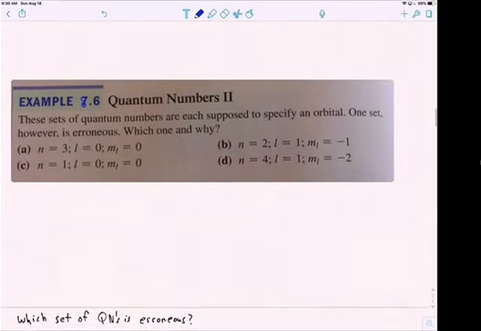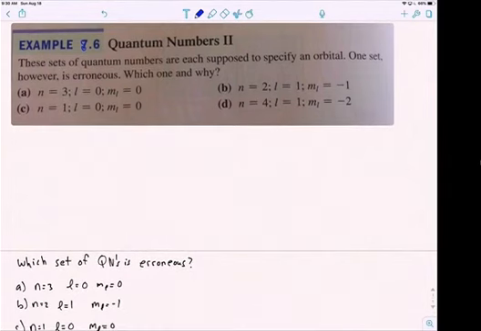Now quantum number two. One set is erroneous. Which one is it and why? So if n equals 3, l can be 0, 1, or 2. 0 is fine. If l is 0, m sub l has to be 0. That's fine. Okay, B. If n is 2, l can be 0 or 1. l being 1 is fine. If l is 1, m sub l can be minus 1, 0, or 1. Minus 1 is fine. That's okay. For C, n equals 1. l has to be 0. If l is 0, m sub l has to be 0. That's fine. For D, n equals 4.